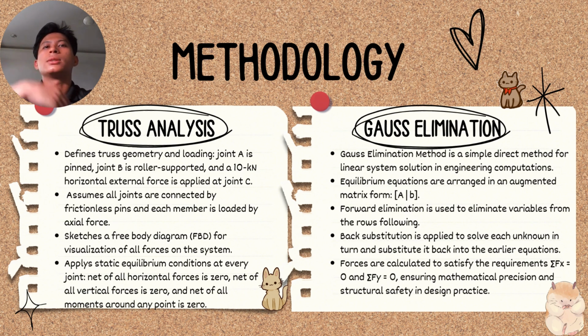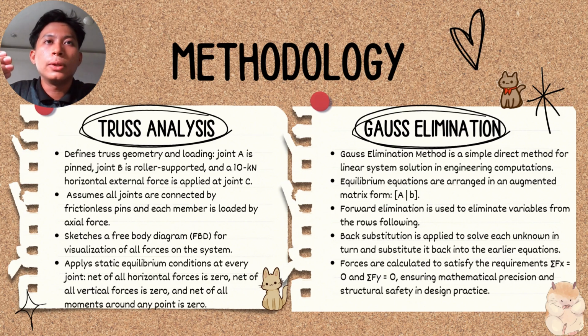So next, we will see the Gauss elimination method. The Gauss elimination method is a simple direct method for linear system solution in numerical methods. The equilibrium equations are arranged in an augmented matrix form, as we can see on the slide. Next, forward elimination is used to eliminate variables from the following rows. Then back substitution is applied to solve each unknown in turn and substitute it back into the earlier equations.